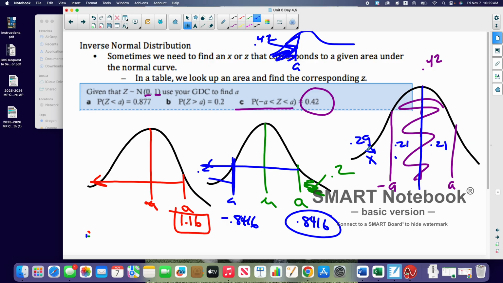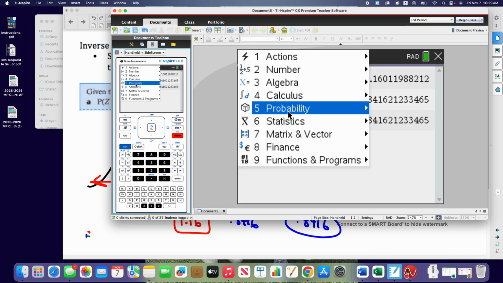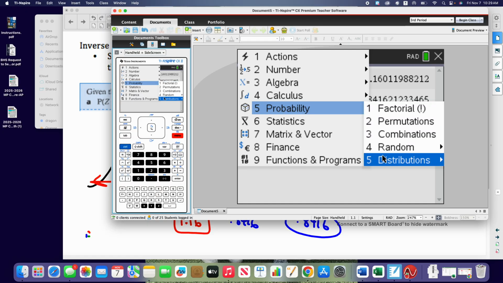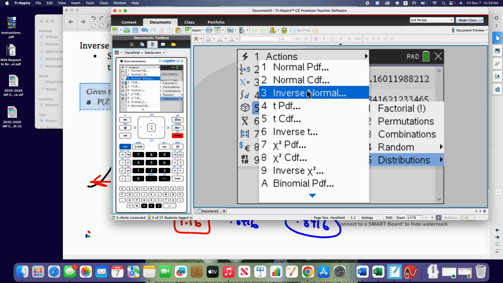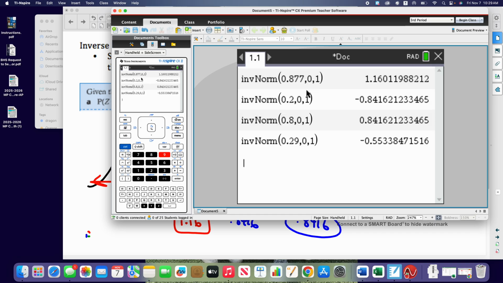Good? So what number am I gonna put into the calculator? 29 is one thing. If I put 29 in the calculator, what value is it gonna give me, A or negative A? It's gonna give me negative A. So if I go to my calculator, go menu, probability, distribution, and put inverse normal, and I put 0.29 in there, then that right there is the value of negative A.